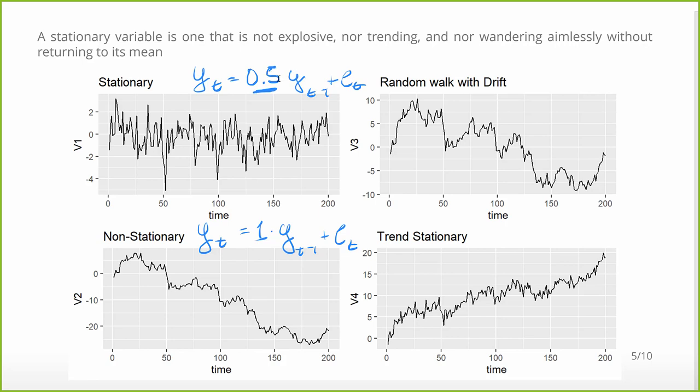Here, it's 1. So when I go forward to y, if I update this to yt plus 1, yt minus 1 is still in there. Go up to another period, still there, still there, still there. It never goes away. And as a result, we get this non-stationarity, and we'll get different kinds of behavior.